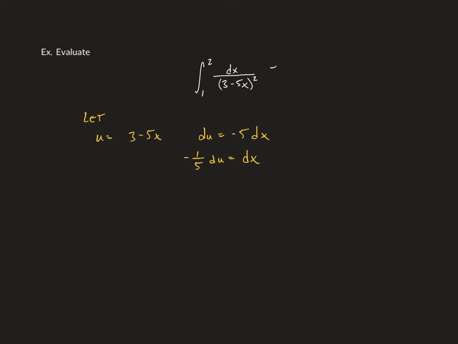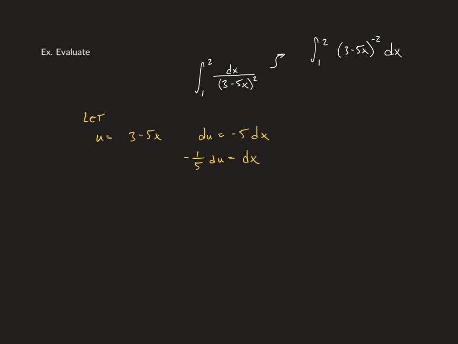And probably the best way to think about rewriting this is the integral from 1 to 2 of (3 minus 5x) to the negative 2 power dx, and that will get you out of the habit of maybe thinking that you need to make this whole denominator be your u expression. You don't, because if you rewrite it like this, it's clear that the exterior function is u to the negative 2, and the u must be this inside stuff.